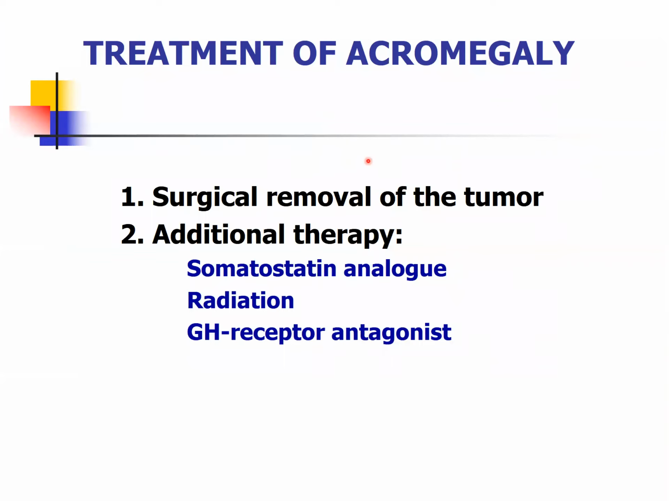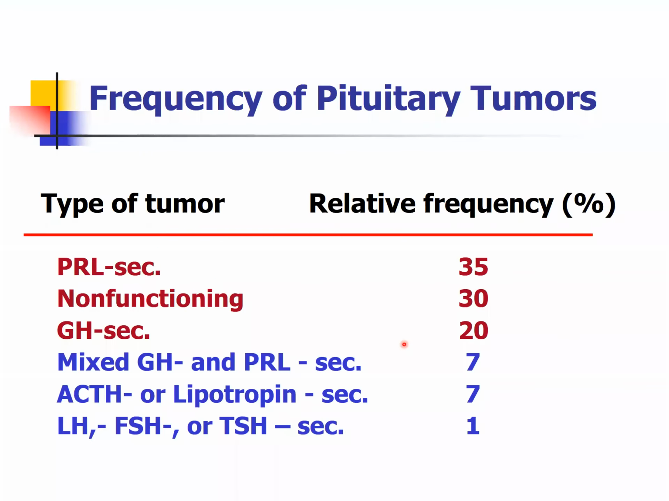Now, how should we treat a patient with acromegaly? Usually what we apply is surgical removal of the tumor, and additional therapy, such as somatostatin analog, radiation, or growth hormone receptor antagonist could be used. Now let's look at the other tumors of the pituitary.